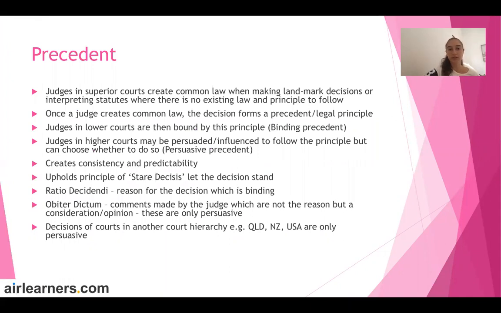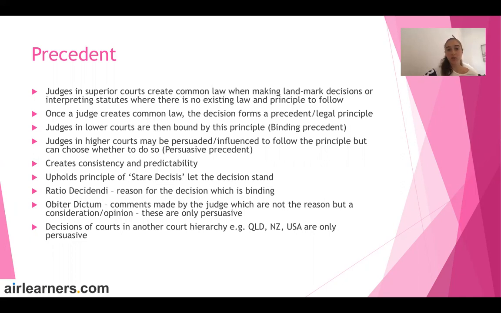So the doctrine of precedent operates where judges in superior courts create common law through making landmark decisions and interpreting statutes where no other principle exists and there's no principle for that judge to follow. So once that judge creates common law, that decision forms a legal principle which all judges in lower courts are bound to follow, which is what we call a binding precedent.